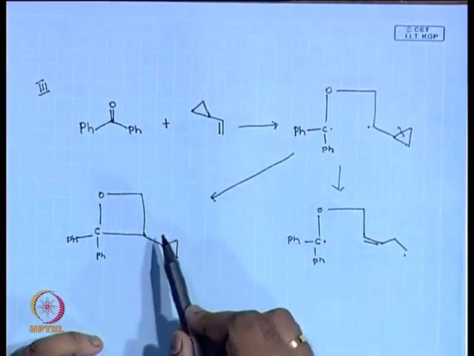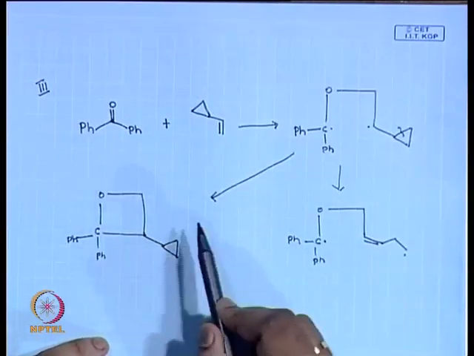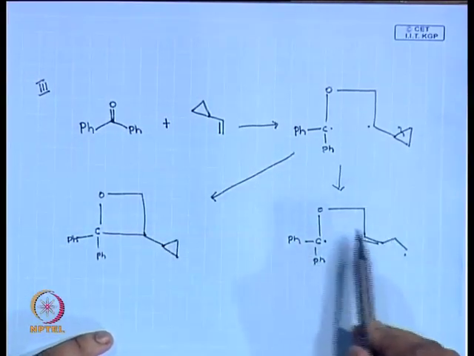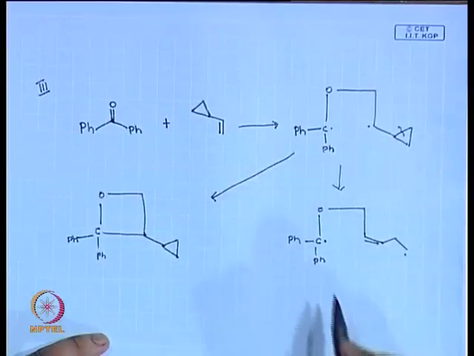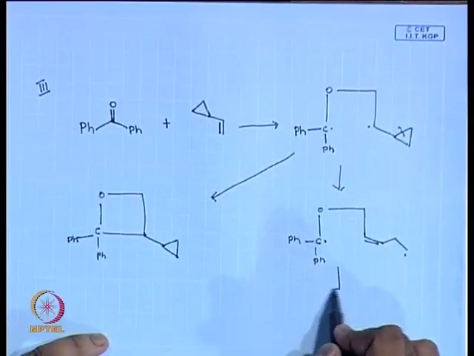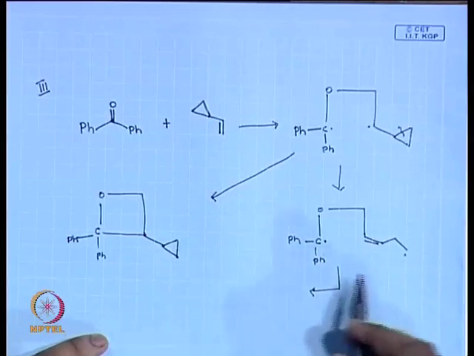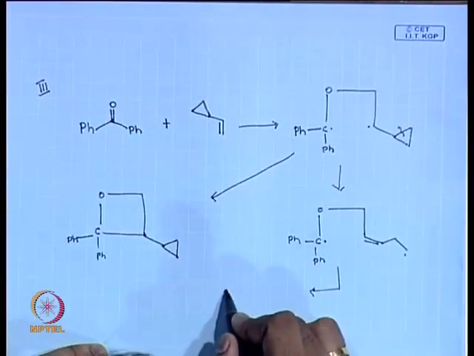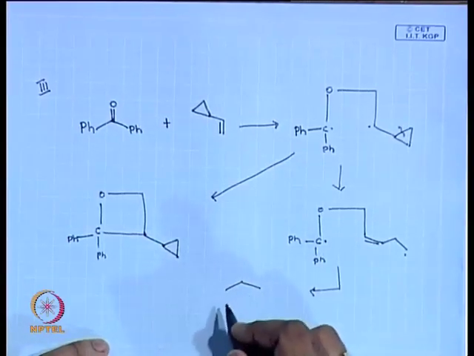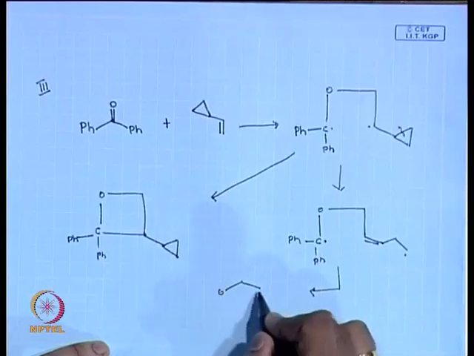See, writing this product, I think most of the people can get on, but this will be much more interesting to write, right? Now, then you cyclize. What do you get? What member ring? Seven member ring.